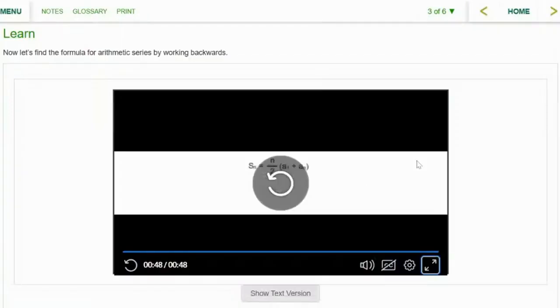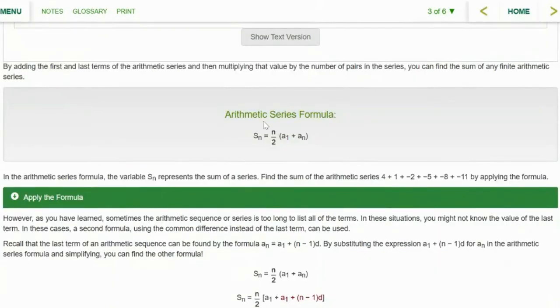All right, we had it. The number of terms divided by 2, because we're pairing them up, first term and last term. This is our formula that we now have. So there it is, the arithmetic series formula. S of n equals n divided by 2.